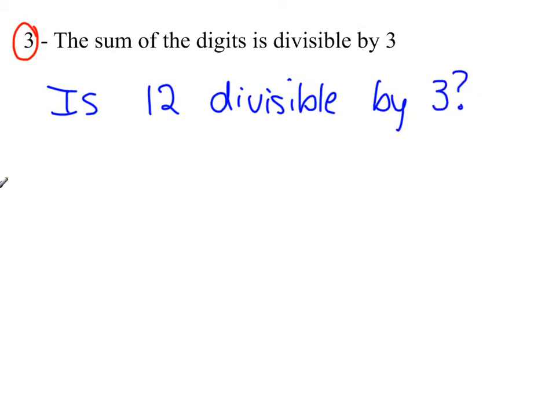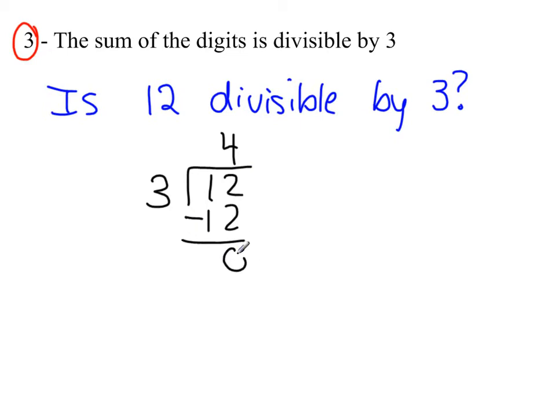Now 12 is an easy number. What we mean by it being divisible by 3 is you can take 3, divide it into 12, and you'll have no remainder. So what times 3 will get us 12? And you're shouting 4 at me. Good. So we subtract, we get no remainder. Perfect. So 12 is divisible by 3. So the answer to this question would be yes, it is divisible by 3.